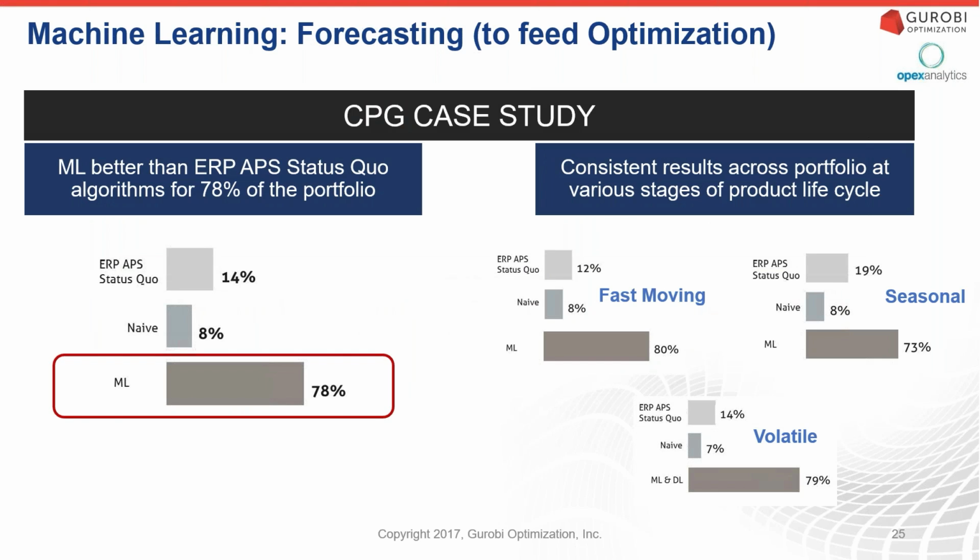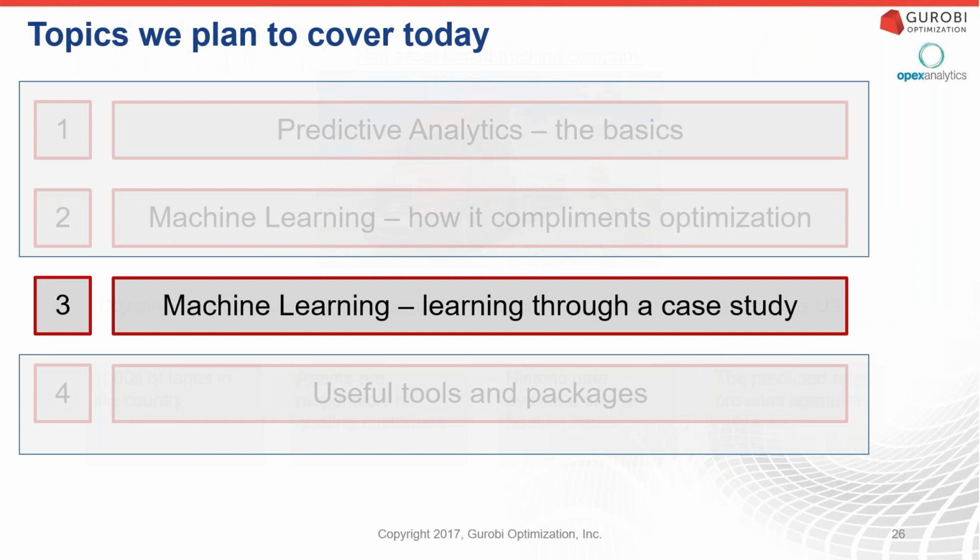So we did some analysis with a CPG company looking at how well machine learning forecast relative to their ERP system. What you can see on the left is that compared to the ERP system, for 78% of the products in the portfolio, the machine learning algorithms were able to come up with a better forecast. And on the right, you can see that the forecast was robust across lots of different products. We didn't know if it was just applied to fast moving or some other category of products, but it worked for fast moving, it worked for the volatile, it worked for the different types of products in the portfolio.